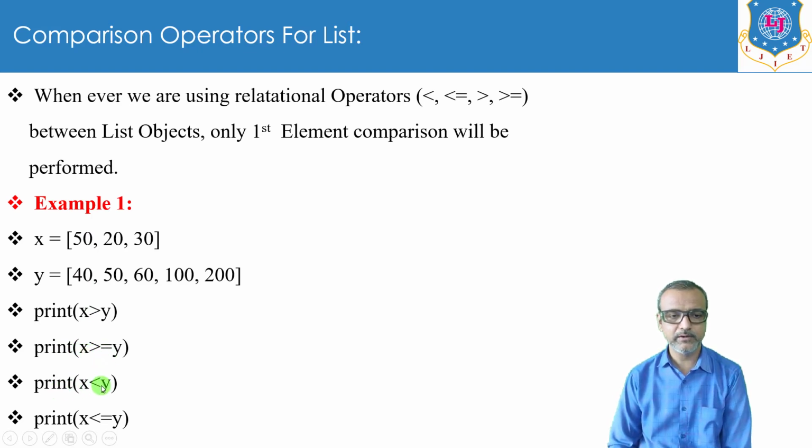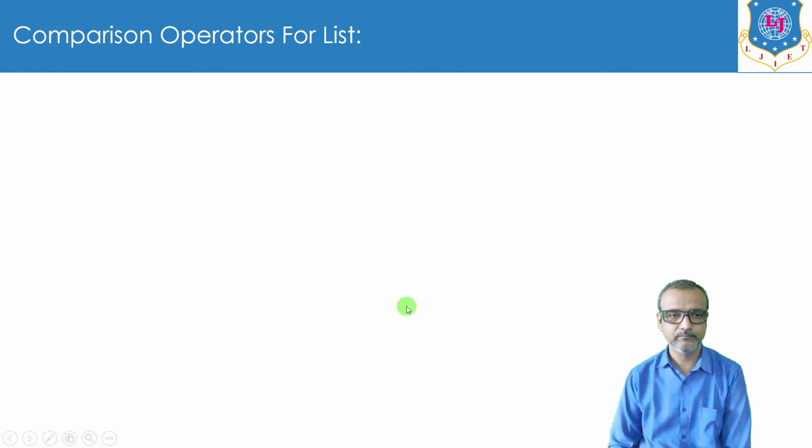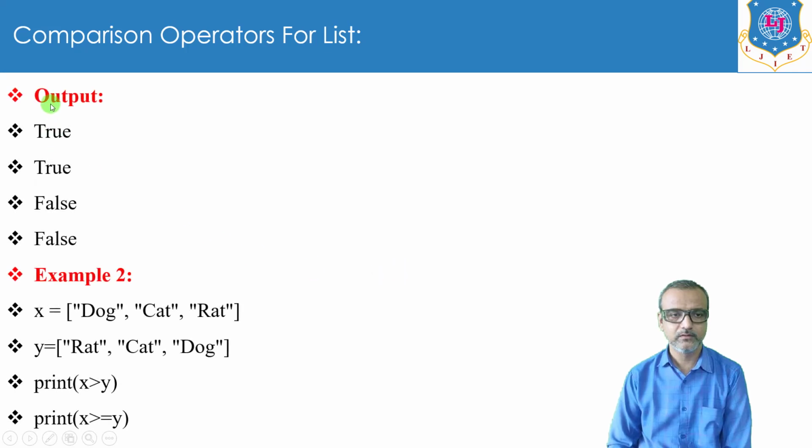Now similarly, print X less than Y, 50 is less than 40. So it is false. So output for this statement will be false. Now finally, print X less than or equals to Y, 50 less than or equals to 40, that is false. So it will give us output as false. So the output is true, true, false and false.